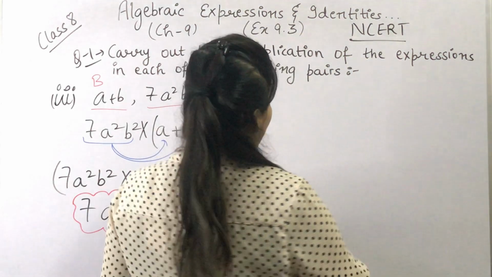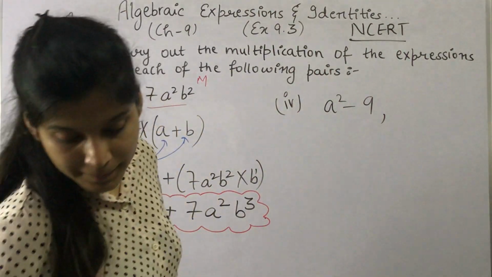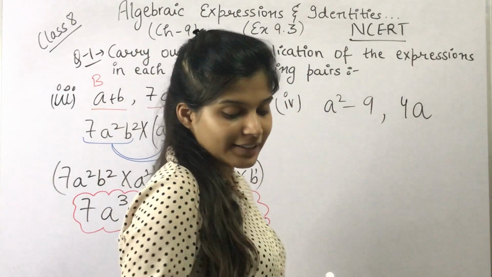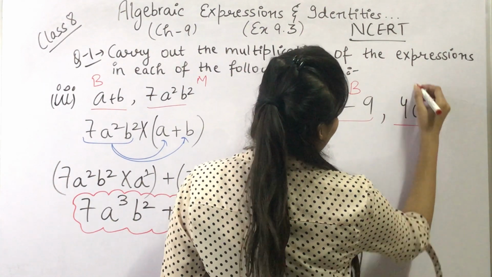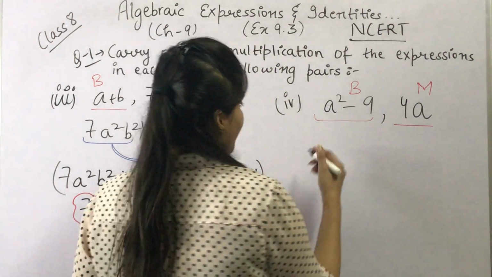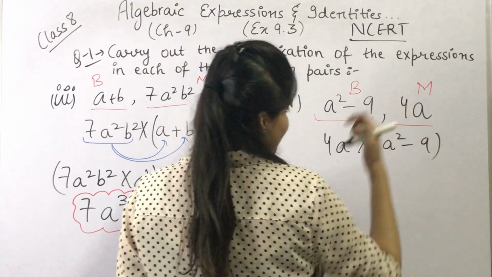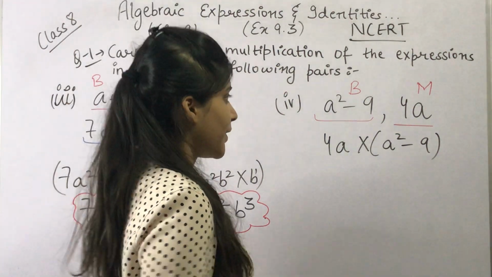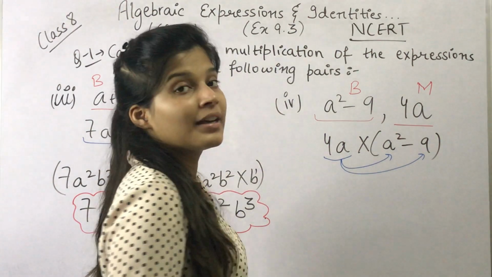Fourth part is a² minus 9 and 4a. So now I hope this is clear that again we have one binomial term and one monomial term, ठीक है। So let's multiply 4a into a² minus 9, ठीक है। So now first we'll multiply 4a by a² and then we'll multiply 4a by 9.